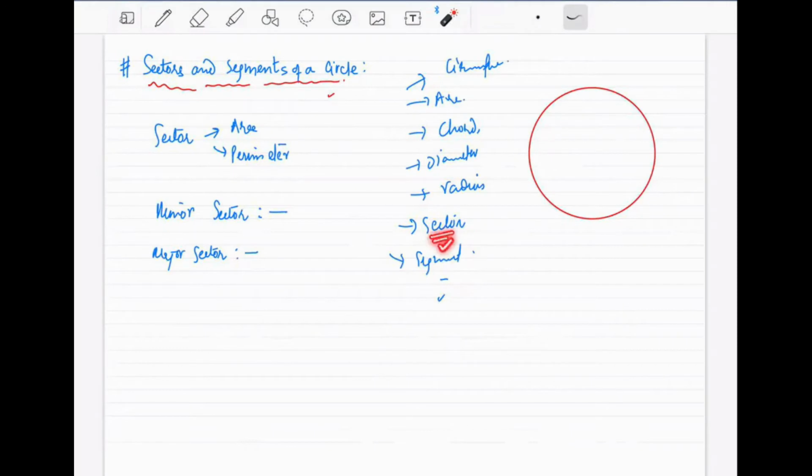What is a sector then? You take two radii. You draw two radii in a circle. And this portion right here. This is called a sector.